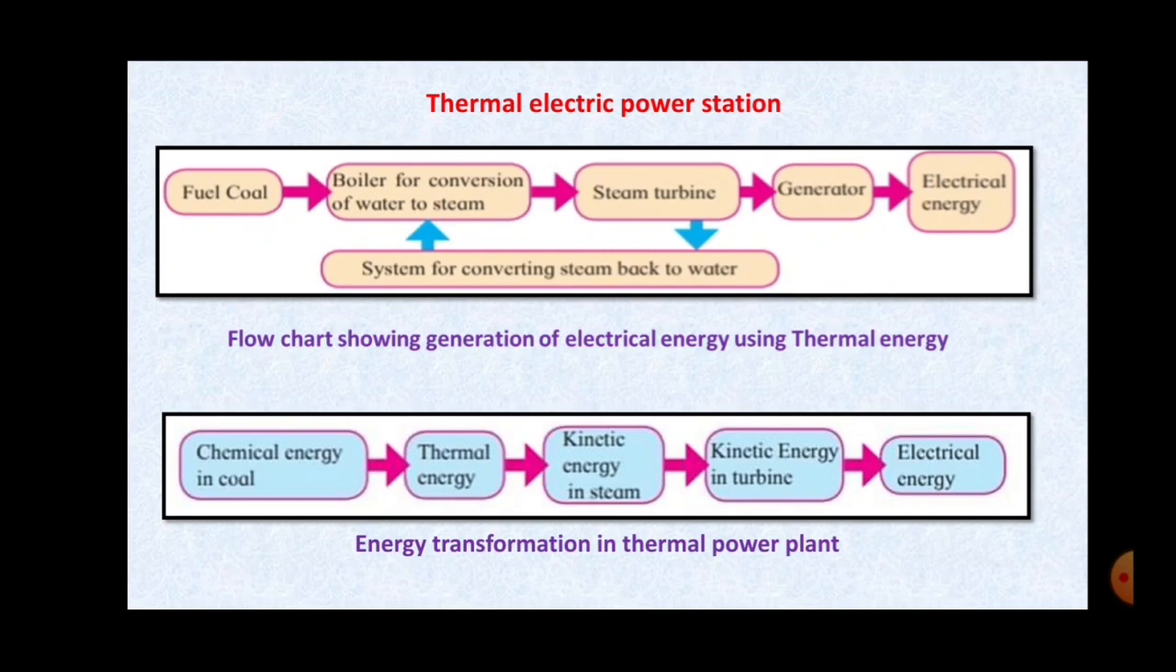The turbine in turn starts moving the generator, and thus the electrical energy is produced. So in thermal electric power plants, the chemical energy in the coal is converted into electrical energy through the transformation of energy. The first one is chemical energy in coal. It is converted into thermal energy. Thermal energy is converted into kinetic energy in steam. In turn, this kinetic energy rotates the turbine, and then in turn the electrical energy is generated.